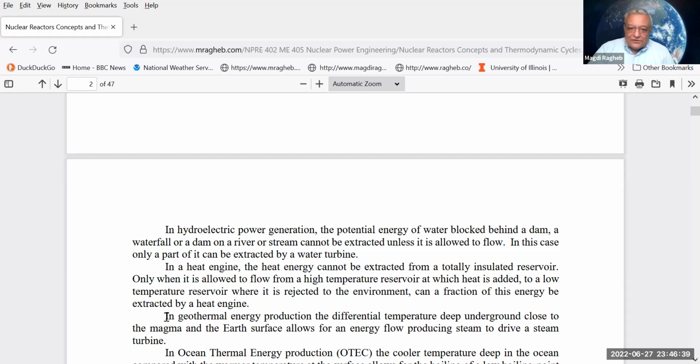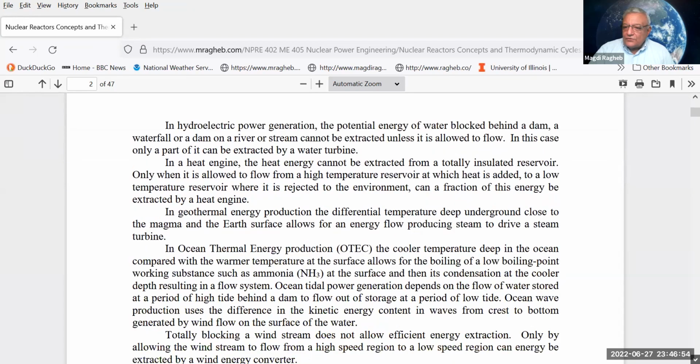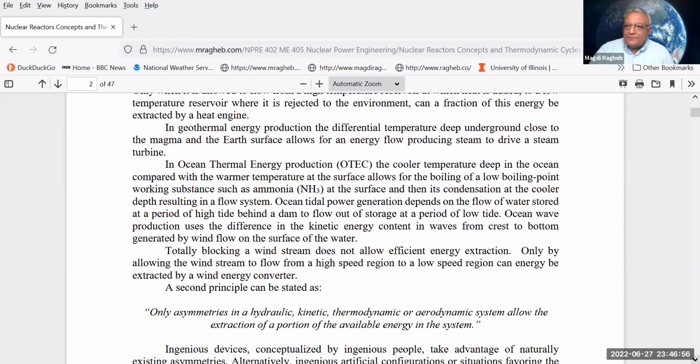And since we were talking a minute ago about geothermal energy, you have to use a differential temperature deep underground, close to the magma and the Earth's surface, and allow for some energy flow. You inject cold water close to the magma, and then you get steam out of it.